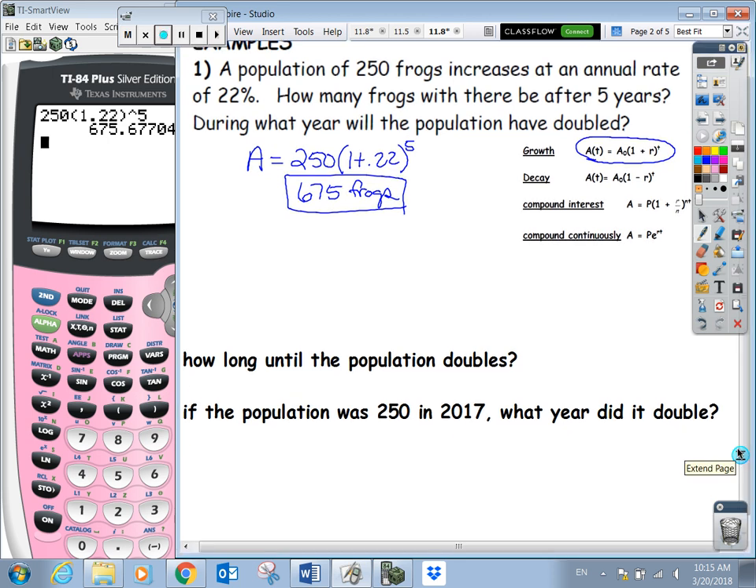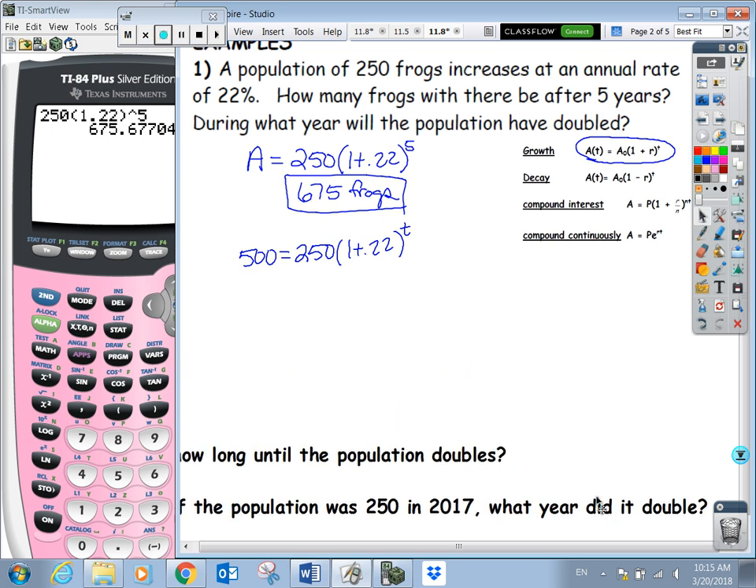All right? So how we find that is still all the same. During what year will the population have doubled? So that means when is the ending amount 500 if the beginning amount is 250? Or you could really pick any number, okay? Doesn't necessarily have to be 250 to 500. It could be 1 to 2 or 10 to 20. You could pick whatever numbers you want right there. I'm just going to use the numbers given in the problem. We still have 1 plus 0.22, but now it's raised to the t. T is what we're looking for.